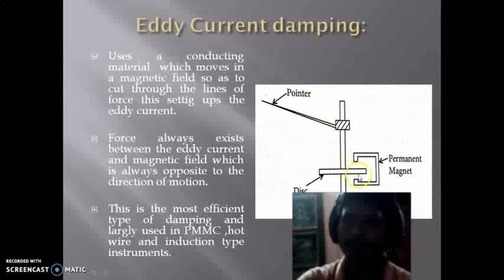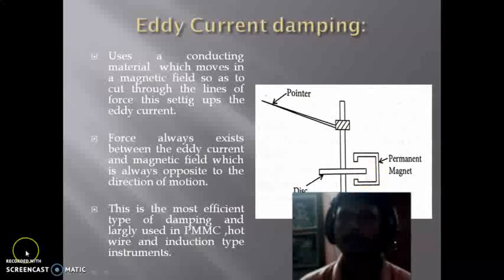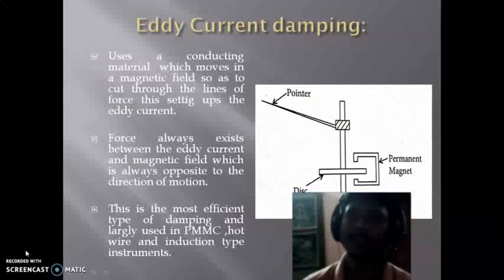moving system. If it is moving, then the flux will be cut and due to that, it sets up the eddy current, and a force always exists between the eddy current and magnetic field, which is always opposite to the direction of the motion. That's why this is very effective, and this eddy current damping arrangement is used in different instruments like PMMC, hot wire, or induction type instruments.